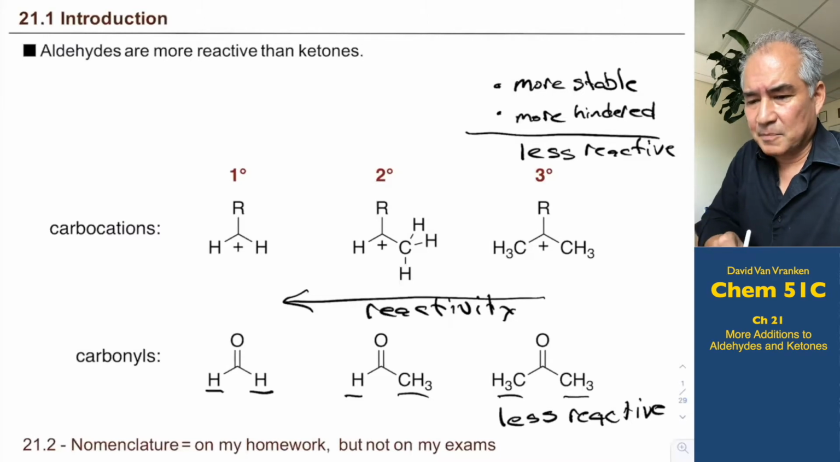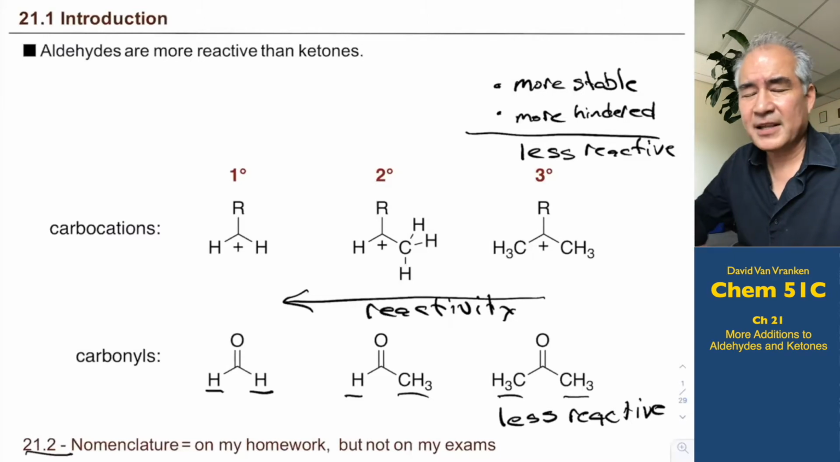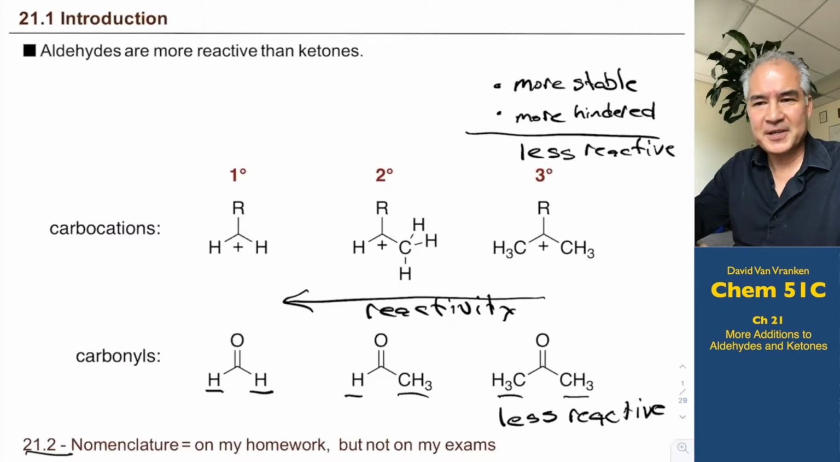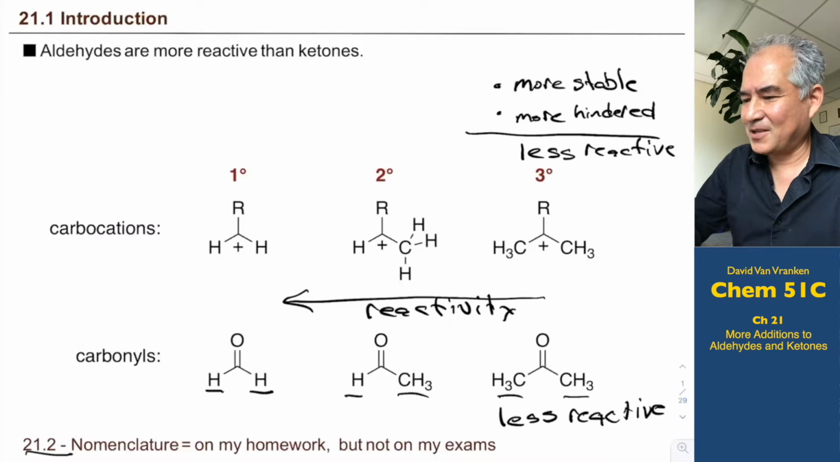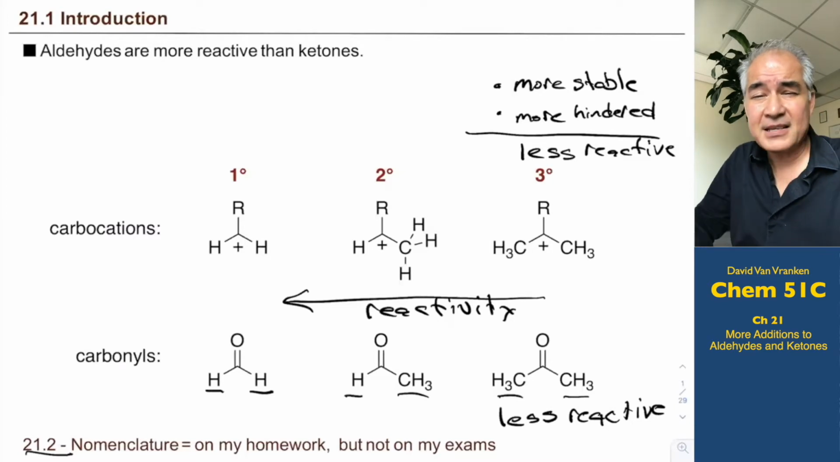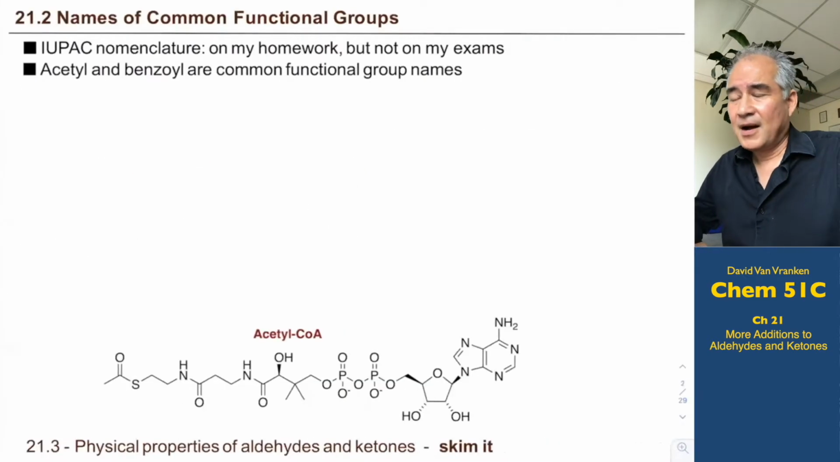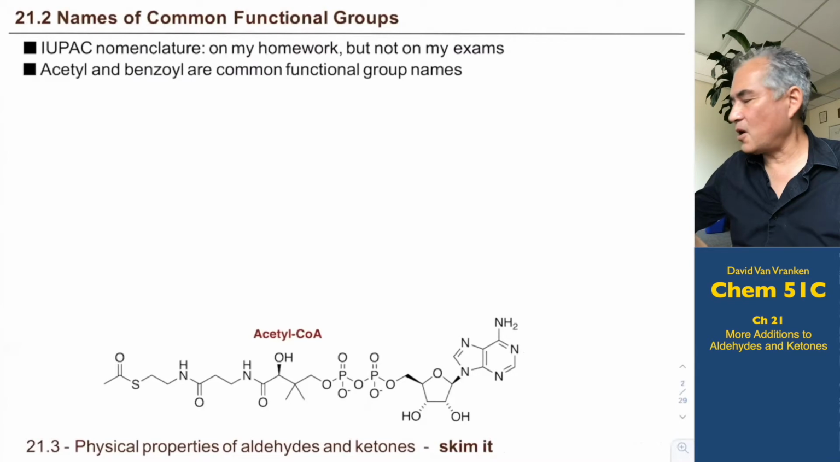Now, the book has a section on nomenclature of aldehydes and ketones. I don't ask you IUPAC nomenclature on my exams. That's not something that I feel we have time to address in this class, but I think it's good for you to read, and sometimes they ask about that on standardized exams. Okay, so what do I expect you to know when it comes to nomenclature?